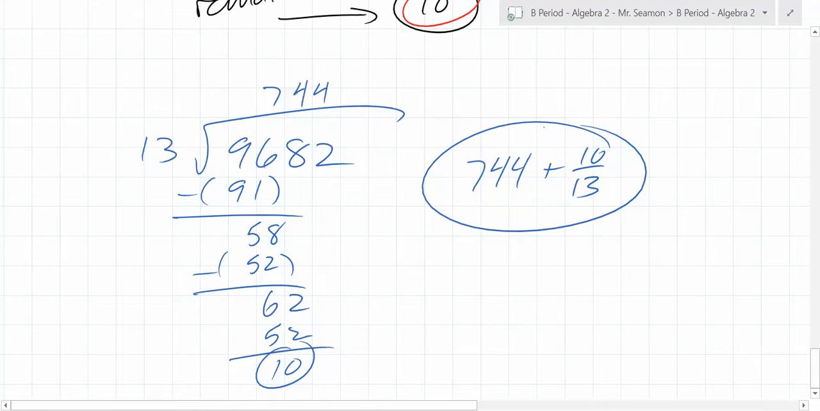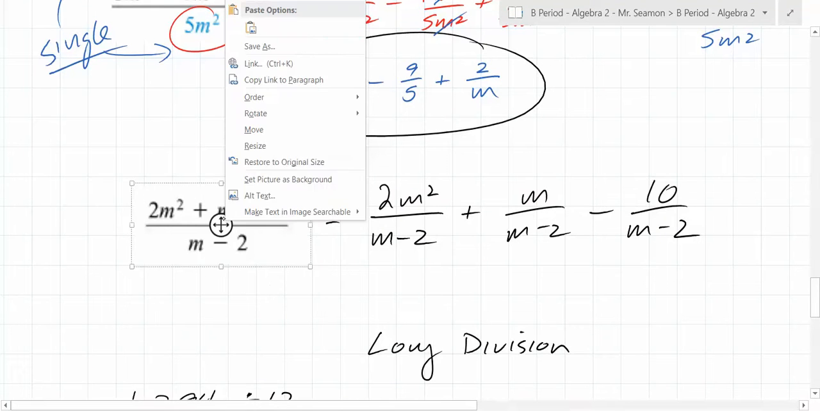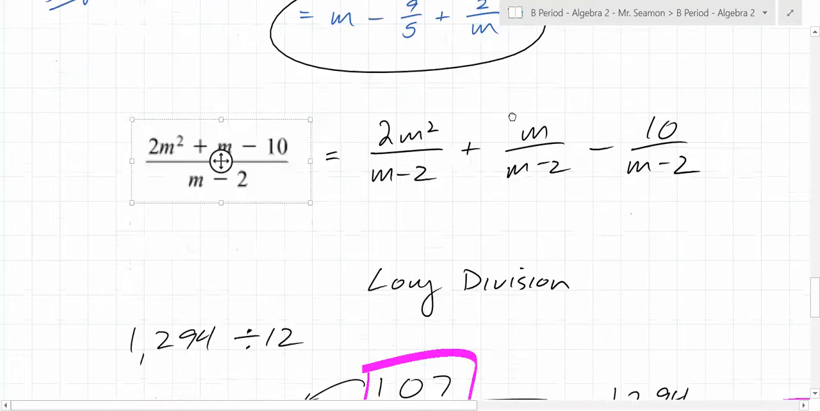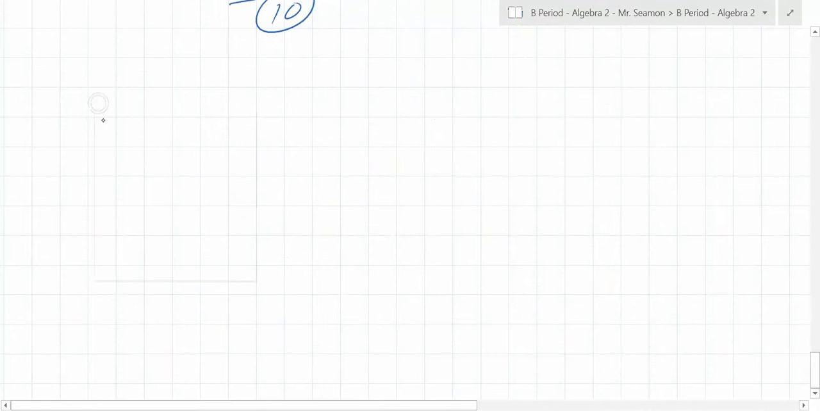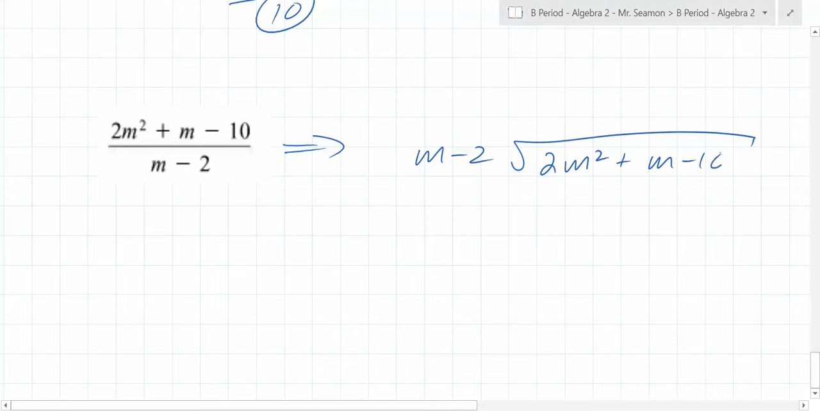Okay, so let's go back for a second here. I asked you this right here, correct? I said, how would you do this? The problem is you can't just break it apart into 3 fractions, but could you turn this into a division problem? M minus 2 dividing into 2m squared plus m minus 10. This is called polynomial long division.